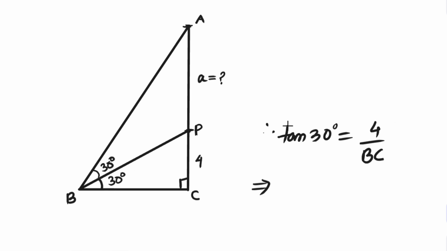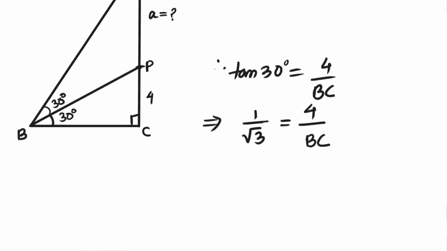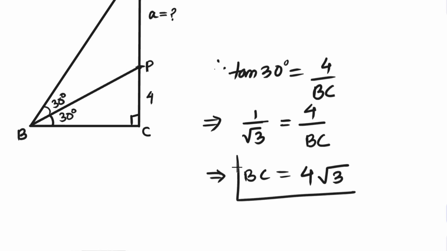We know the tangent 30 degrees equals 1 divided by square root of 3. Therefore, 1 divided by square root of 3 equals 4 divided by BC. Now let's solve for BC by cross-multiplying. This gives BC equals 4 multiplied by square root of 3. Keep this result because we'll use it in the next step.